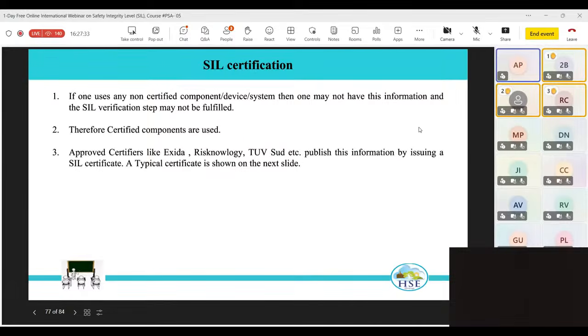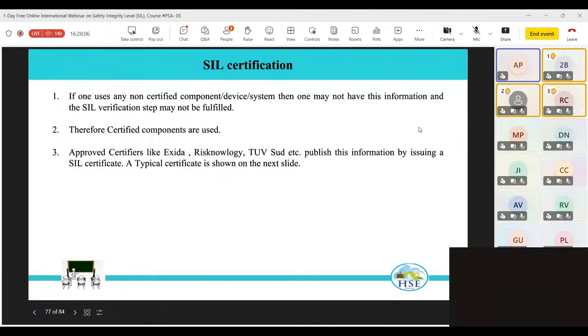If one uses non-certified components, devices, or systems, then one may not have this information and the verification step may not be fulfilled. Therefore, certified components are used. As I told you, the standard does not require certification. In the IEC 61508 standard, nowhere is it written that you must use certified components. They say the components used in the safety system should be compliant items. But they don't say that it has to be certified.